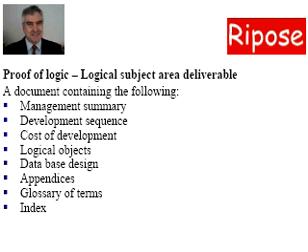Once a logical database has been designed and overlaid by the logical subject areas, thus revealing the prioritized projects, the Repose Architect Grade 5 is now in a position to complete the first proof of logical document, called the Logical Subject Area Deliverable. The document will contain the following sections: a management summary, the sequence of development or the project plan, the cost of development, the logical objects, the database design, appendices, a glossary of terms, and an index. This deliverable will be accompanied by a management presentation.